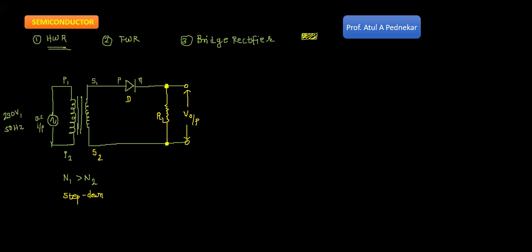The S1 is connected to the P side of the diode. The N side of the diode is connected to the load resistor.